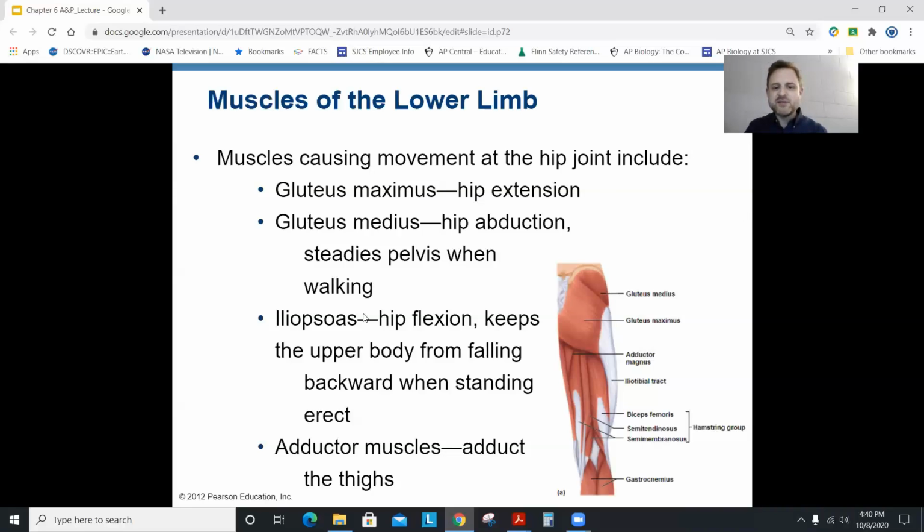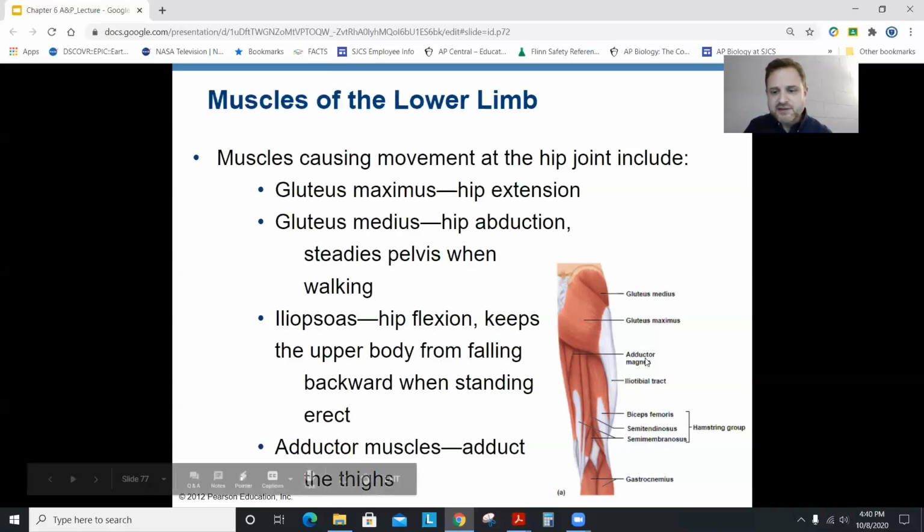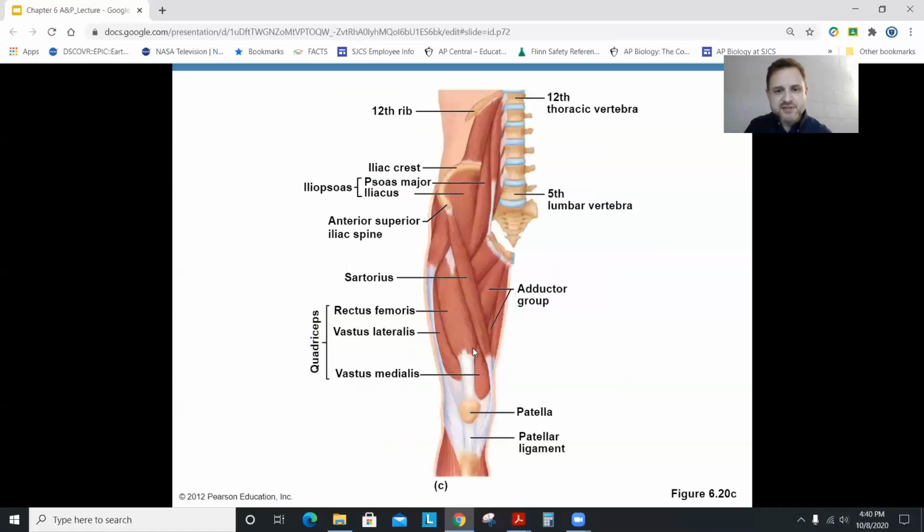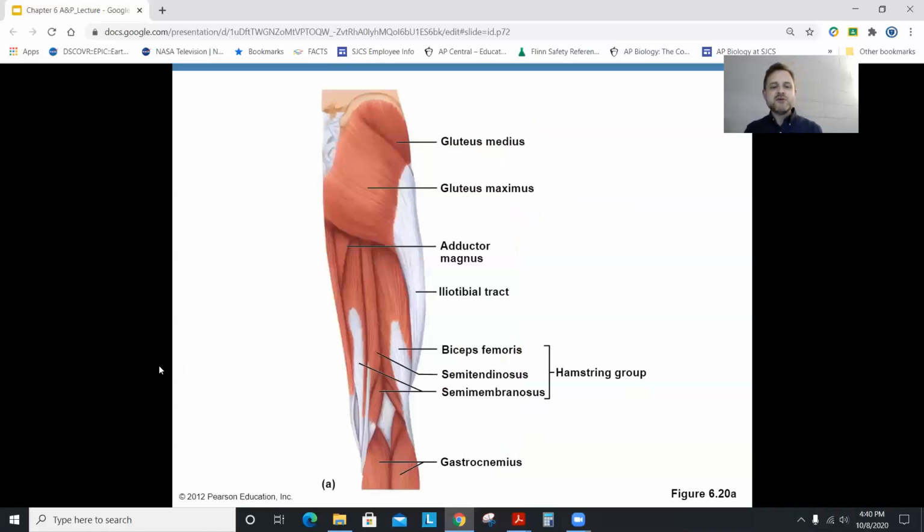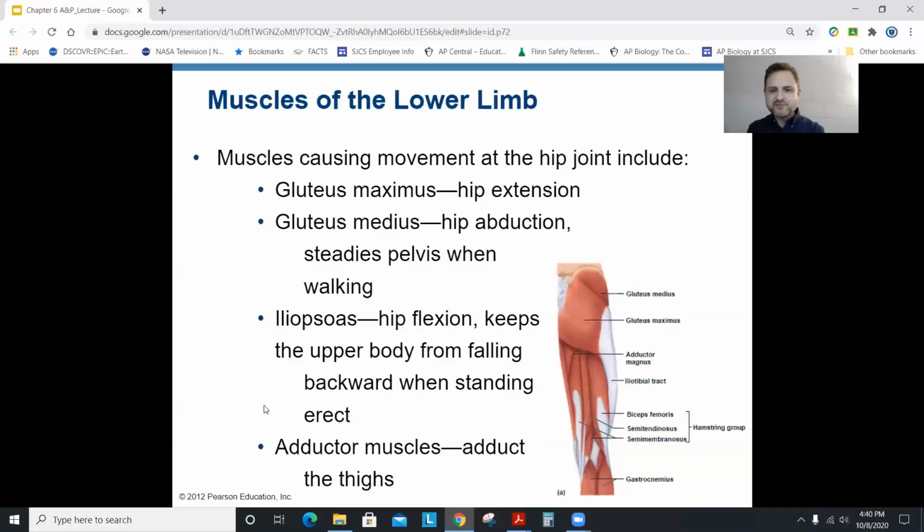The iliopsoas, the P is silent in this muscle. It's for hip flexion. It isn't on this picture. The iliopsoas is on right here. It's on this picture right here, kind of in this area of your body. So the iliopsoas is for hip flexion. That would be for flexing your hip, for moving your hip. It's kind of like hip abduction, moving your hip away from the body plane.